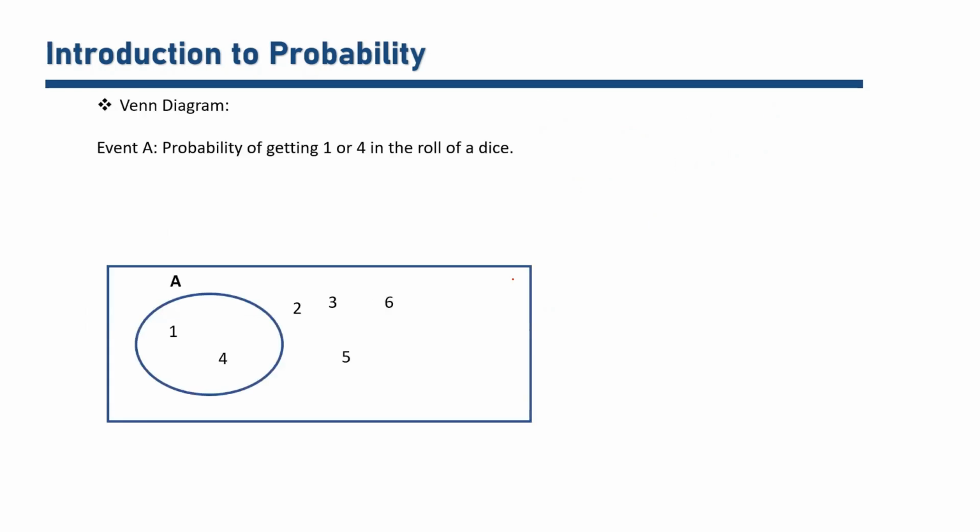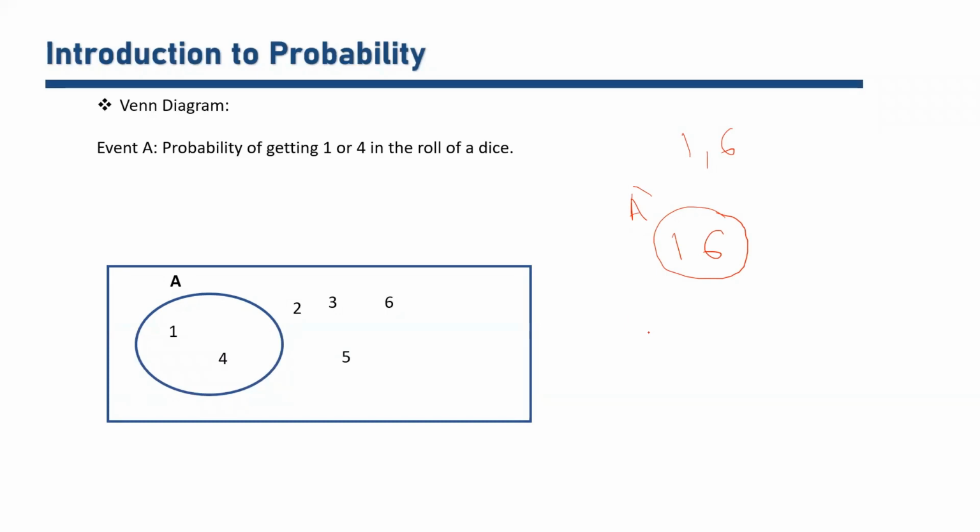Now let's understand this with a Venn diagram. Whenever we say we have an event A, for example, if you are rolling a die and you say the probability of getting 1 or 6 in the roll of a die, so this is actually an event. If you are only interested in getting 1 and 6, then 1 and 6 is your event. So I can name it A. A is one event where you are ideally looking to get 1 or 6.